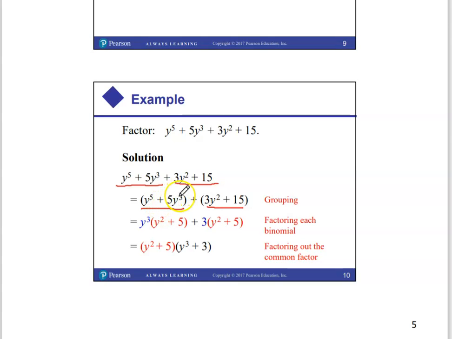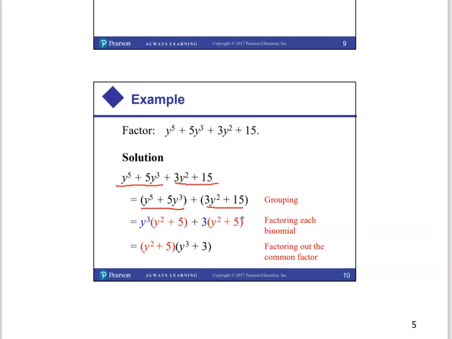If you take a y to the third out of y to the third, you would have no y's left. So they've got y squared plus 5 here. They've done the same thing with these two terms. They looked at this and said, well, we could take a 3 out of 3 and out of 15. So if you take a 3 out of 3, we would only have the y squared left. If we take a 3 out of 15, we would have 5 left.